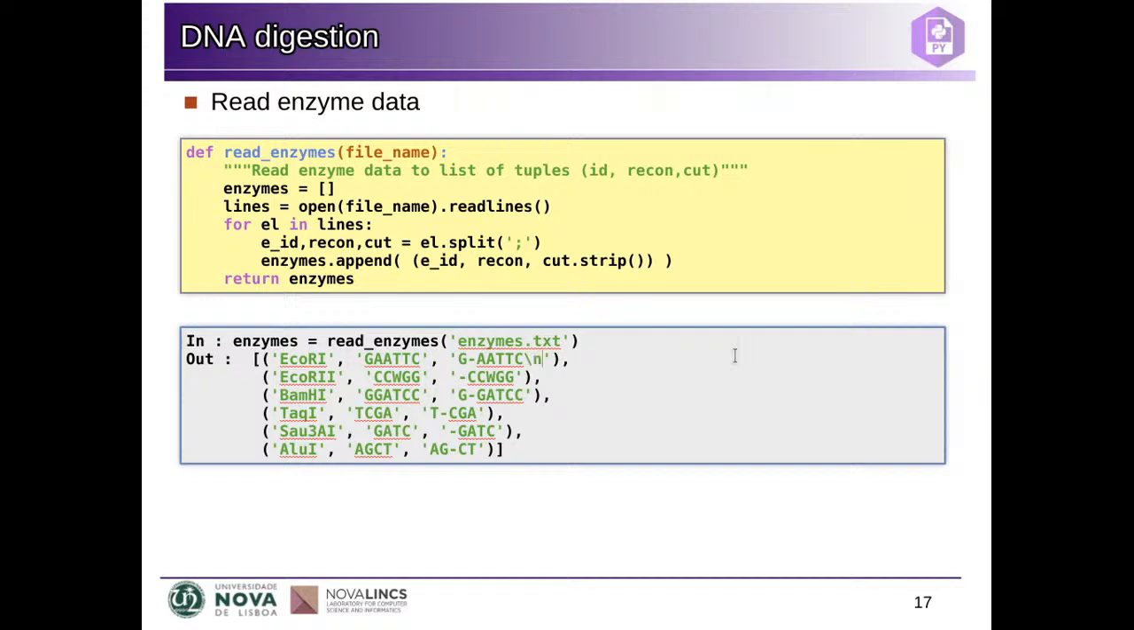Otherwise, we would get something like this, and this is not what we want. We want just the actual text and not those white space characters. And now we return the enzymes and we check to see if everything matches. So these are the two functions that read the files.